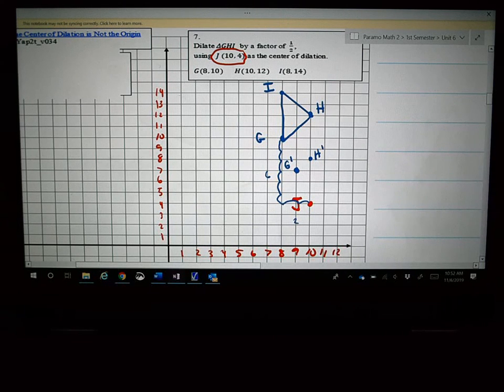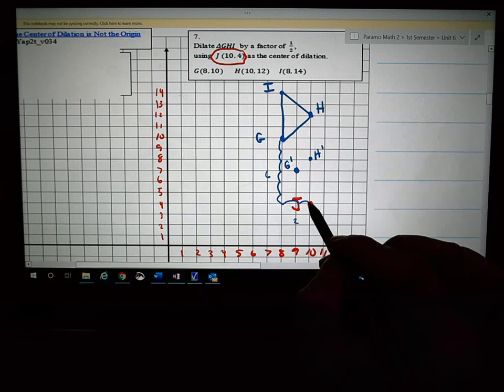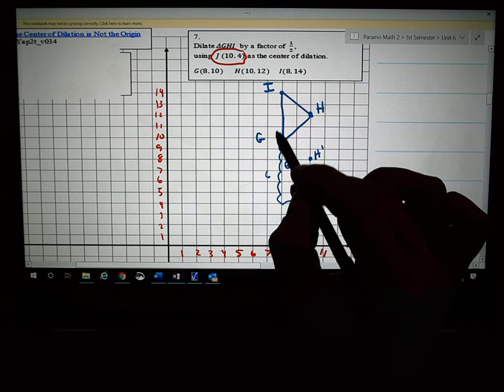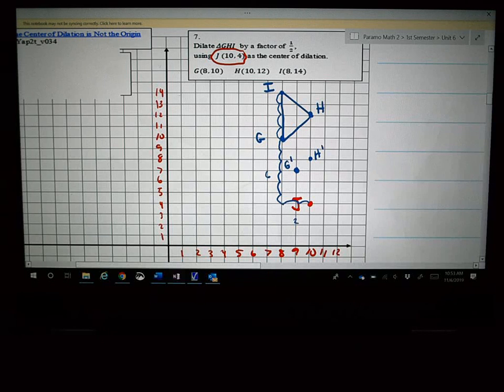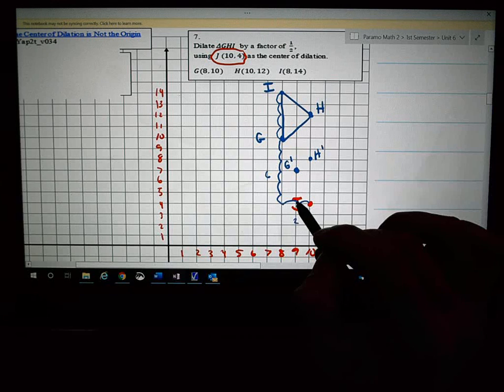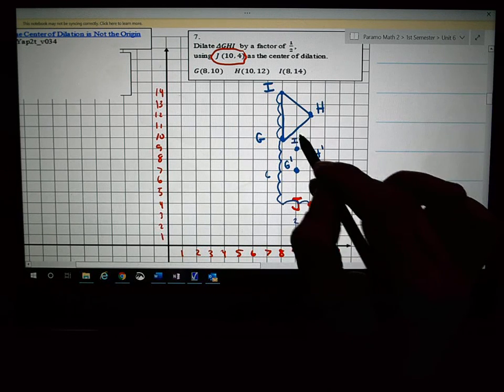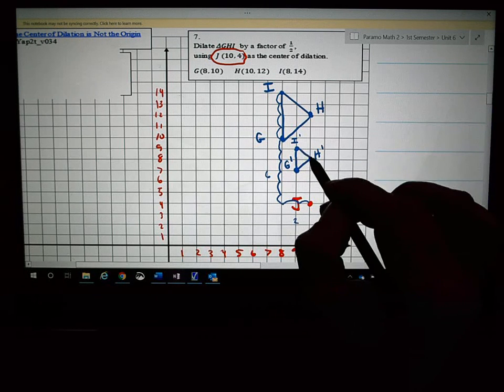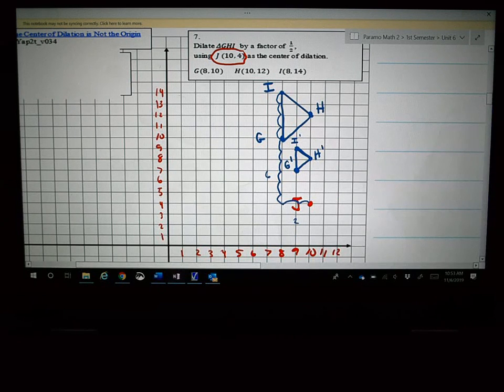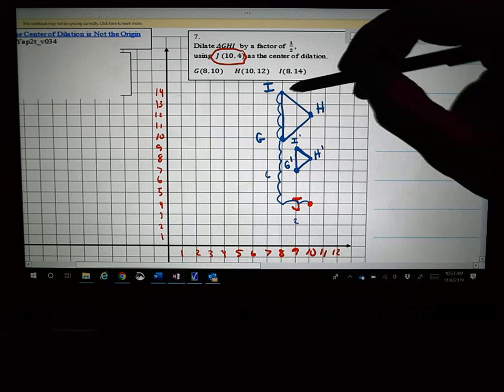I'm going to do the same thing to I, except from J, I go to the left 2, up 6, 7, 8, 9, 10. So I'm going to go to the left 1 and up half of 10? 5. 1, 2, 3, 4, 5. I would be right here, I prime. Connect my dots. And what we have is a triangle that is half the size of the original. It's also half the distance between the center and the original shape.